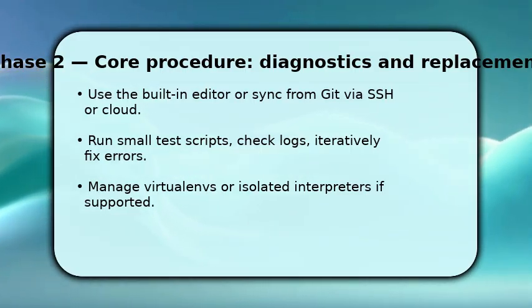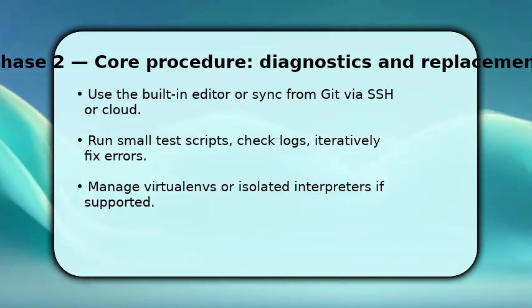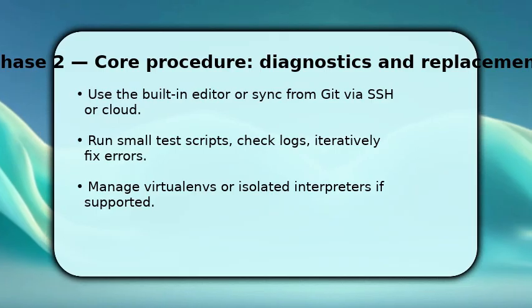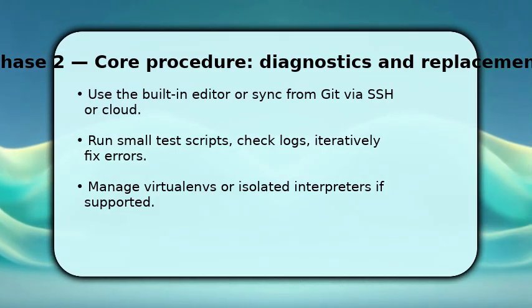If an error appears, read the traceback, fix the line, and rerun. Repeat until stable. When available, create an isolated environment so dependencies don't conflict. This approach keeps iterations fast and helps you understand how mobile resource limits affect performance.